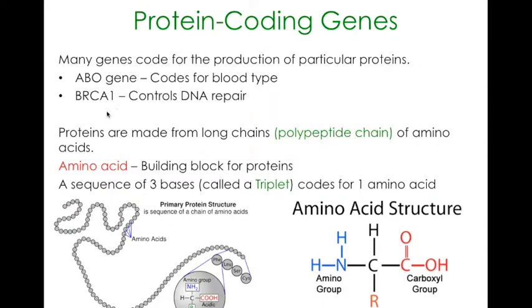There's also another gene called the BRCA1 gene, which is responsible for control of DNA repair. And if this gene is messed up in any way, it often results in cancer, right? So you can see there, these genes play really important roles in maintaining the function of the organism, okay? Now, the proteins that they make.